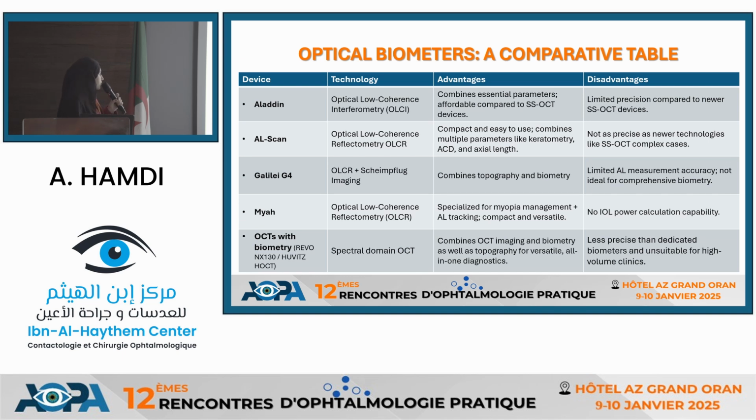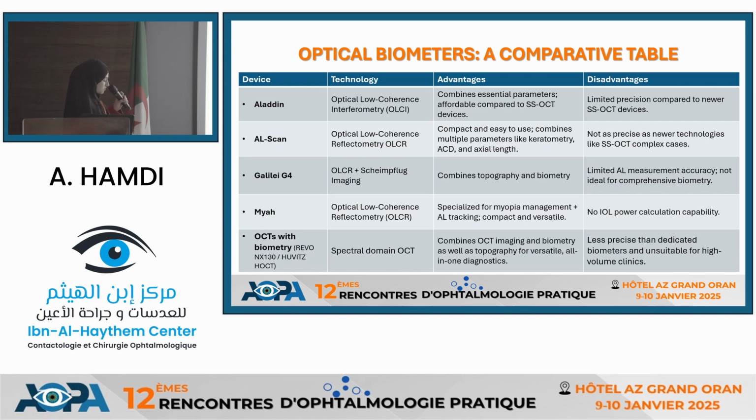And finally, we have OCTs that come with biometry. So both examples that we've seen are spectral domain OCTs. They're very good for imaging. They show the whole structure of the eye. However, they're less accurate in IOL calculation compared to other devices.